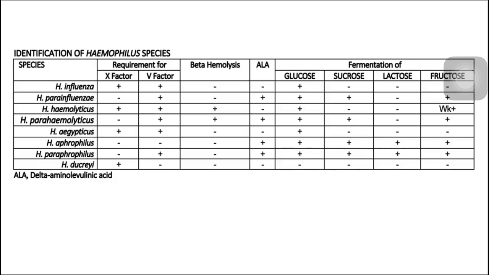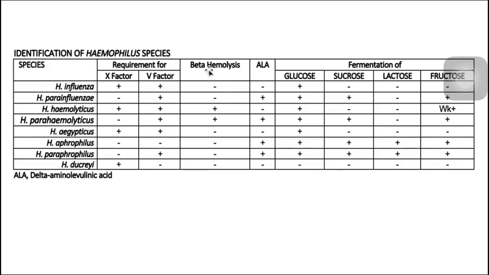Lahat po ng may para, so Haemophilus parainfluenzae, as you can see here, V factor lang kailangan niya. Haemophilus parahemolyticus, V factor lang kailangan niya. At saka Haemophilus paraaphrophilus, X factor lang yung kailangan niya. While on the other hand, Haemophilus aphrophilus naman, hindi niya kailangan ng pareho, neither the X nor the V factor.